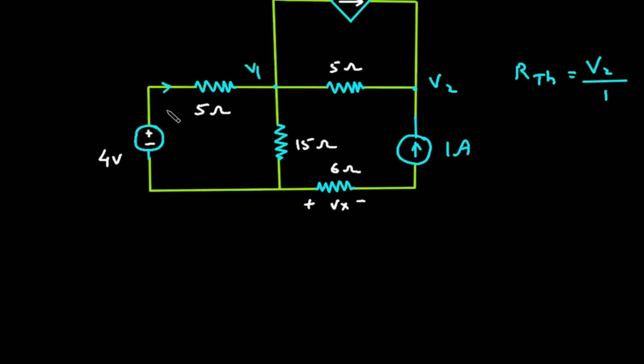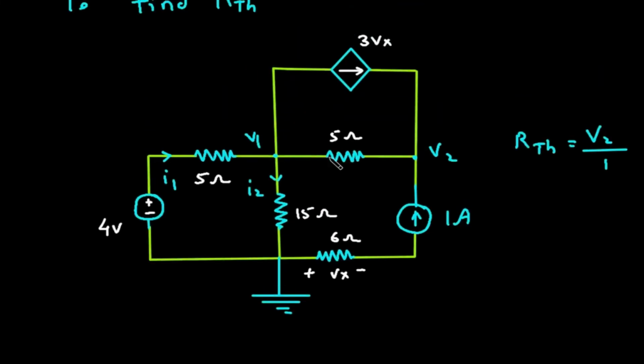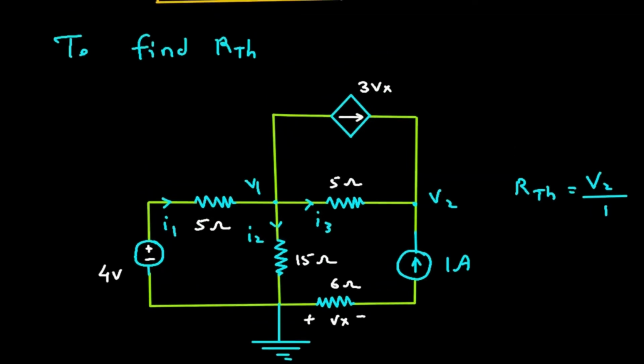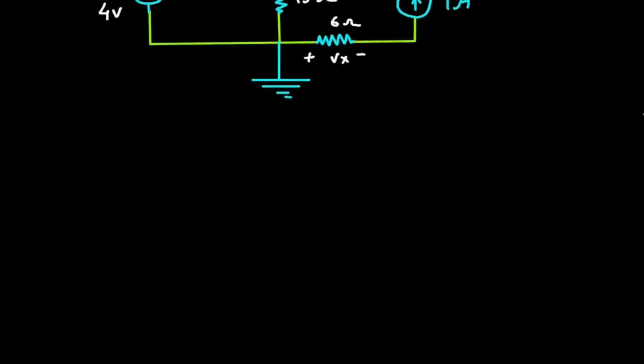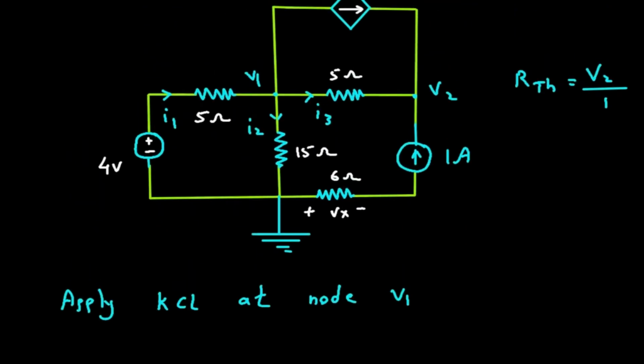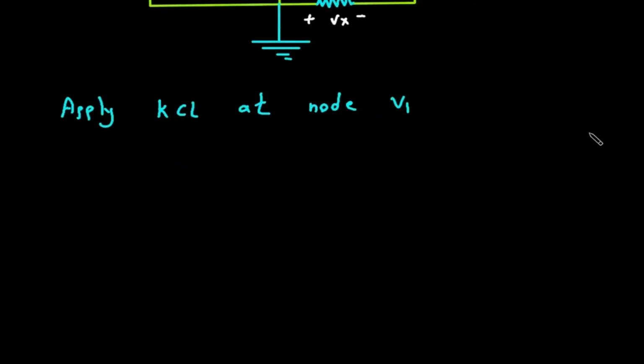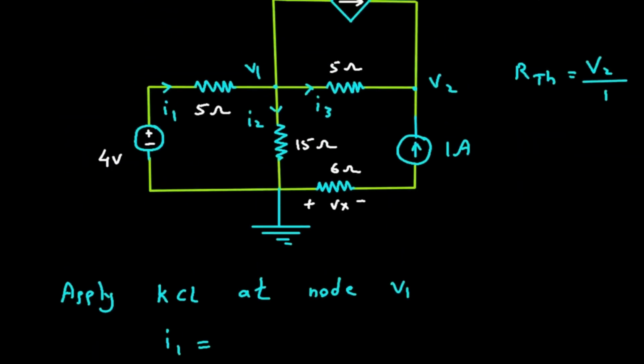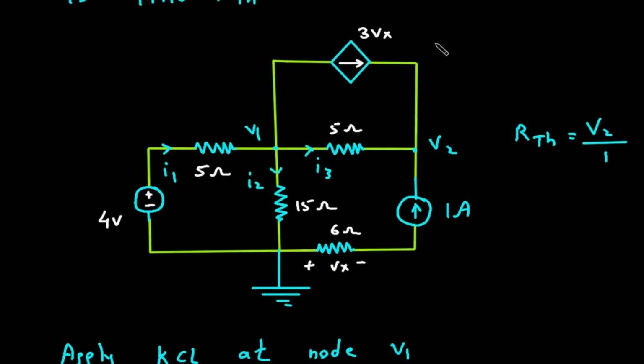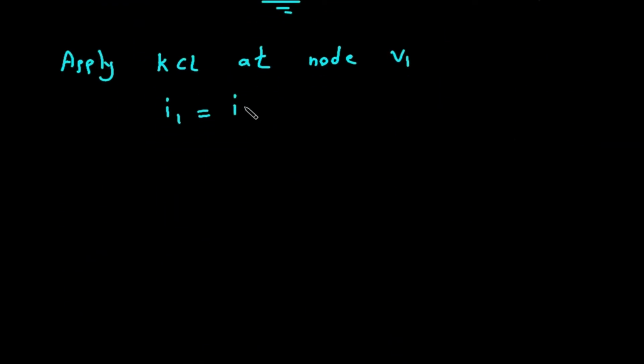So let's assume this is current I1, this is current I2, and this is a reference node. This is current I3. Now we will apply KCL at node V1. So this will be I1. I1 is equal to I2 plus I3 plus 3Vx.